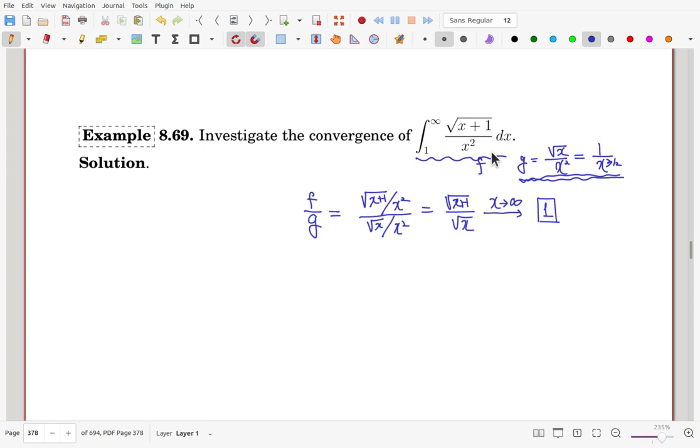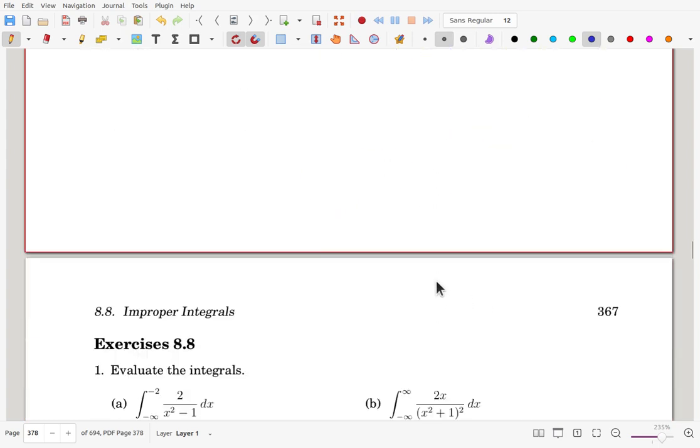You may try to get the exact value. However, you may also get an estimation by using a numerical technique. Okay, that's the end of the section.